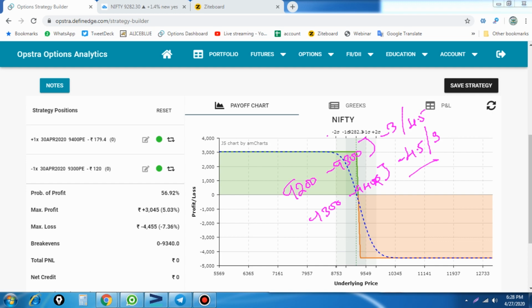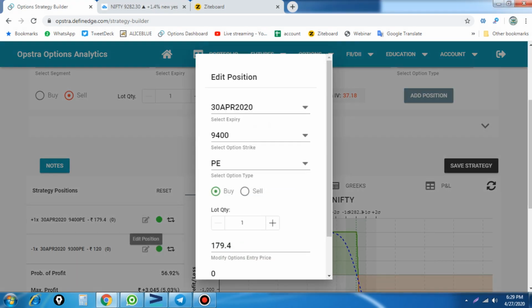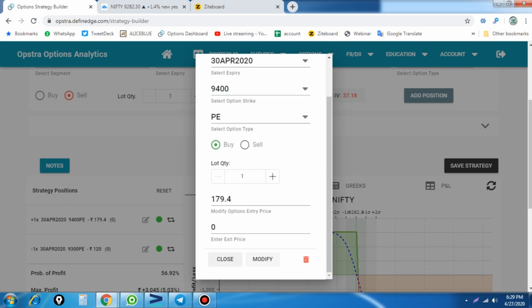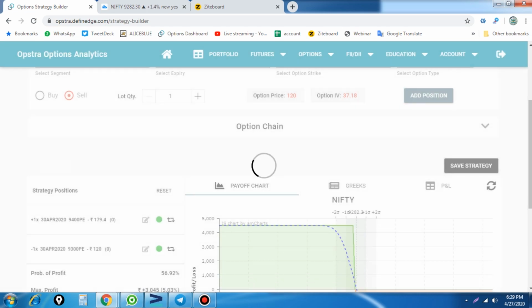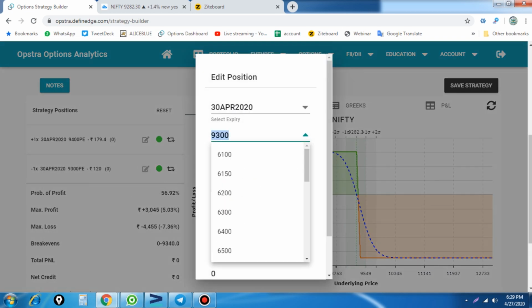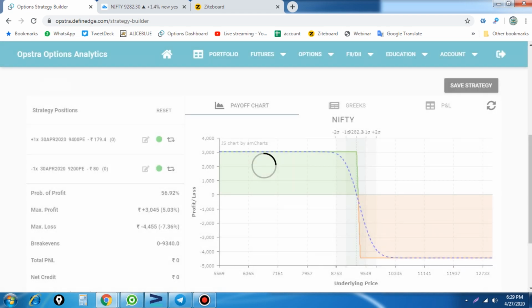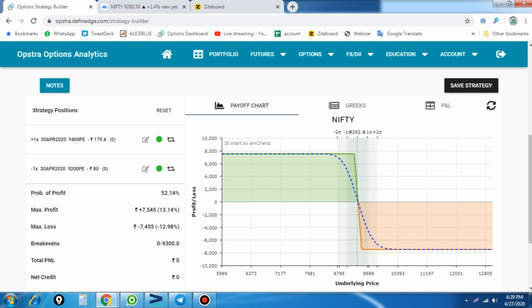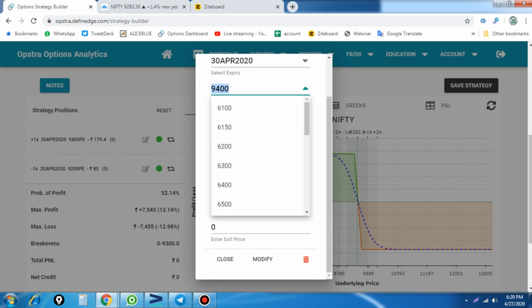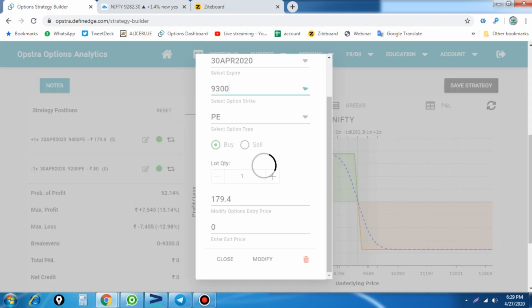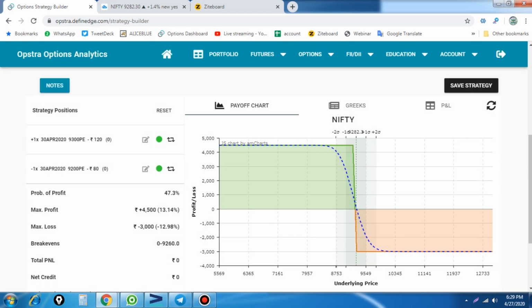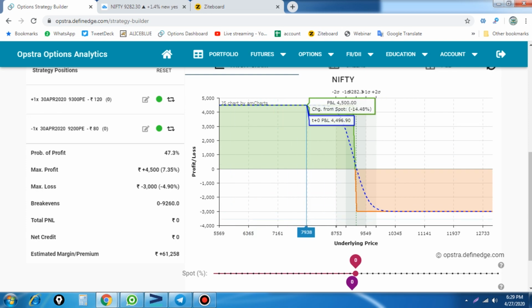So here is my bearish strategy which I already did. I modify the 9,300 and here I'll go for 9,200. Yes, if I sell the 9,200 put with the 9,300, I take a risk of 3,000 with a reward of 4,500. The same strategy applied with the higher strike price gives a different risk reward ratio, because my risk is more than the reward.